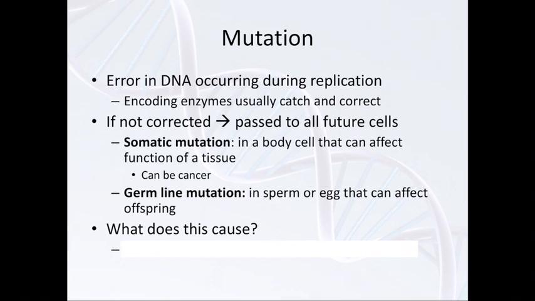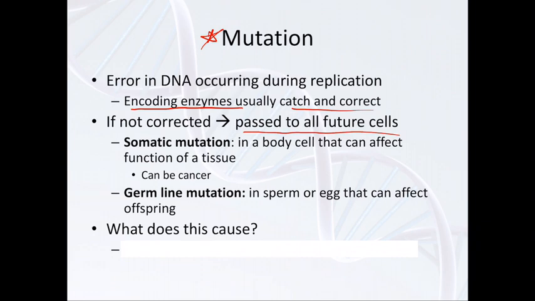We can have errors in DNA during replication. Okay, there's special enzymes that go along and they're looking for these errors and they usually catch them and correct them. Okay, but if they're not corrected, then they can be passed. That's what's called a mutation, and that can be passed to all future cells because that cell with the messed up DNA can then divide, and it gives the messed up DNA to all the cells down the line.